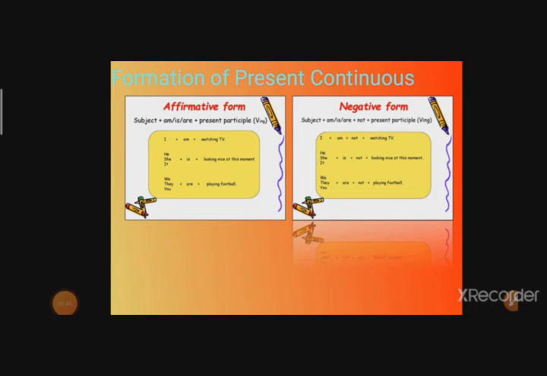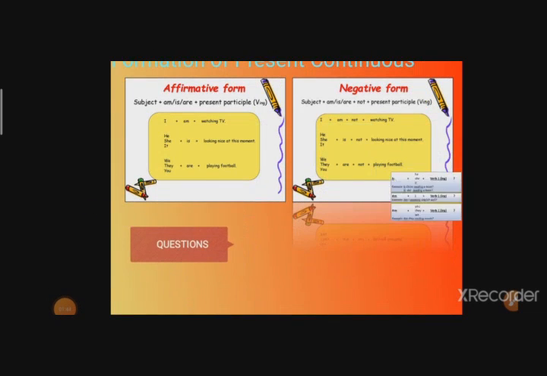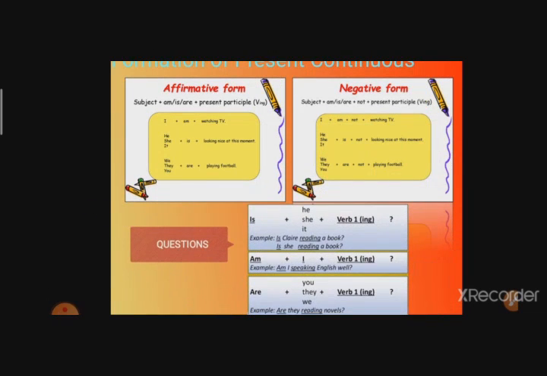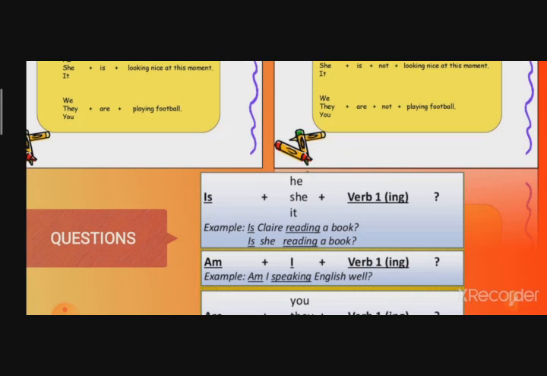Now let's see the formation of questions. Over here, when we form a question, the first thing we write is the auxiliary verb or helping verb, or you can say the "to be" form of the verb. So when we are writing it along with the third person, we use "is" plus he, she or it plus verb-ing. That is the base form of the verb plus -ing. You can see the example: Is Claire reading a book?